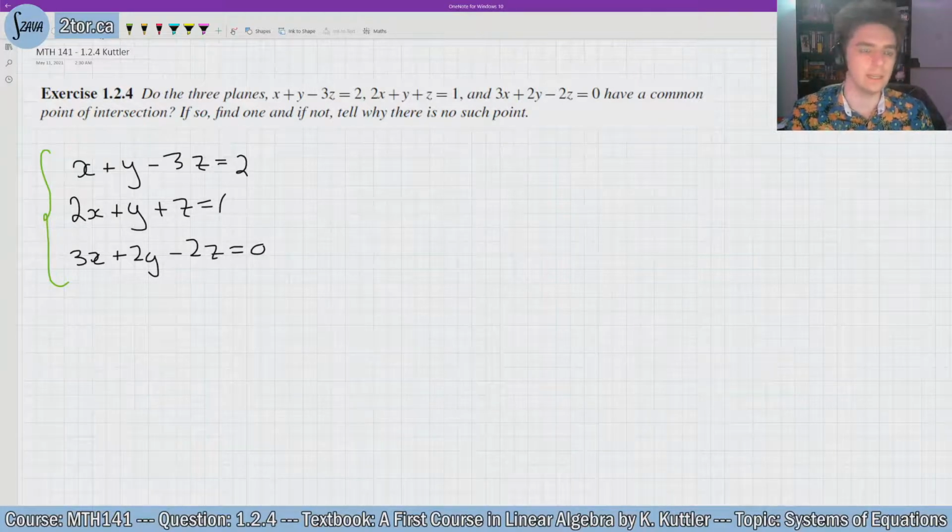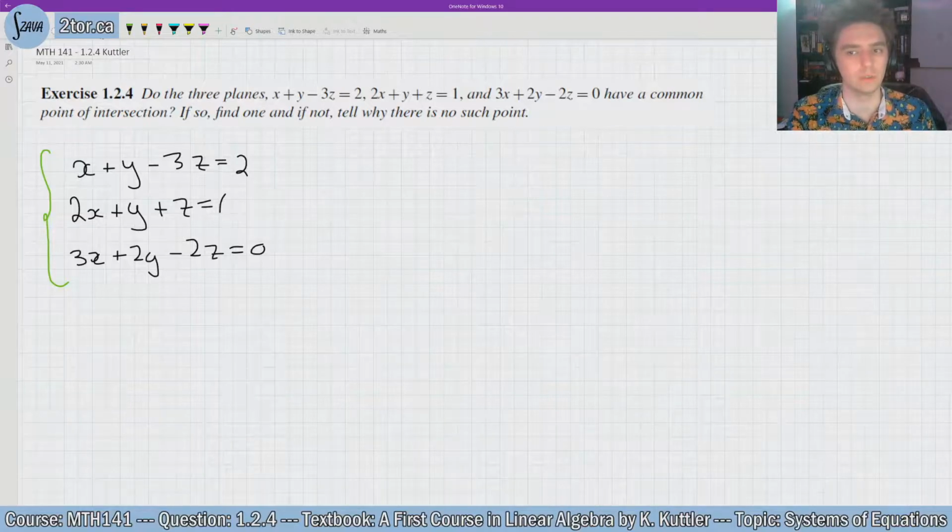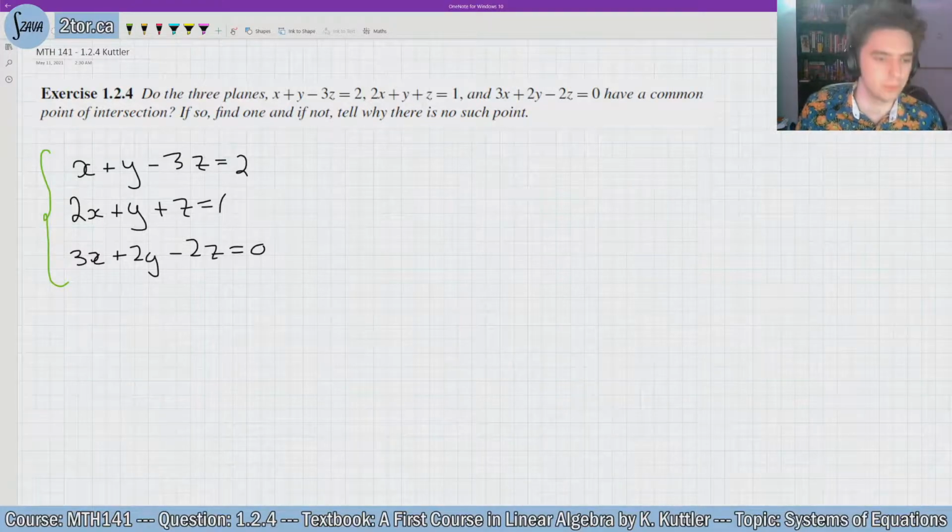And we're looking at if this system has a unique solution. Well, actually, it doesn't have to have a unique solution, but any solution, right? Does it have a solution here that all these three planes pass through? Okay, so to solve this, we're going to have to use elementary row operations to figure this out.